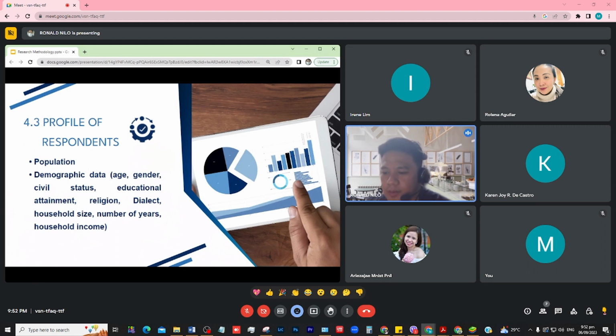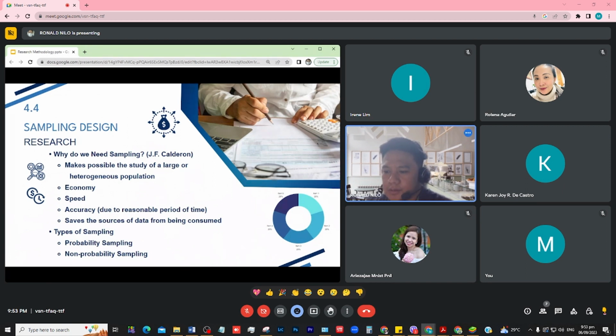In demographic data, respondents can be of any age, gender, dialect, religion, household size, number of years, or household income. Once the population has been identified, if the population is large in nature, sampling is needed as discussed in the Blue Book. But why do we need sampling?